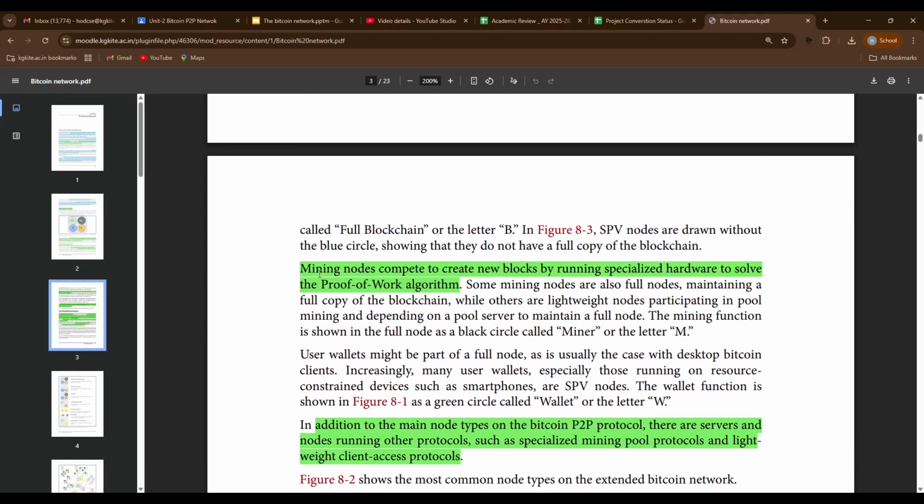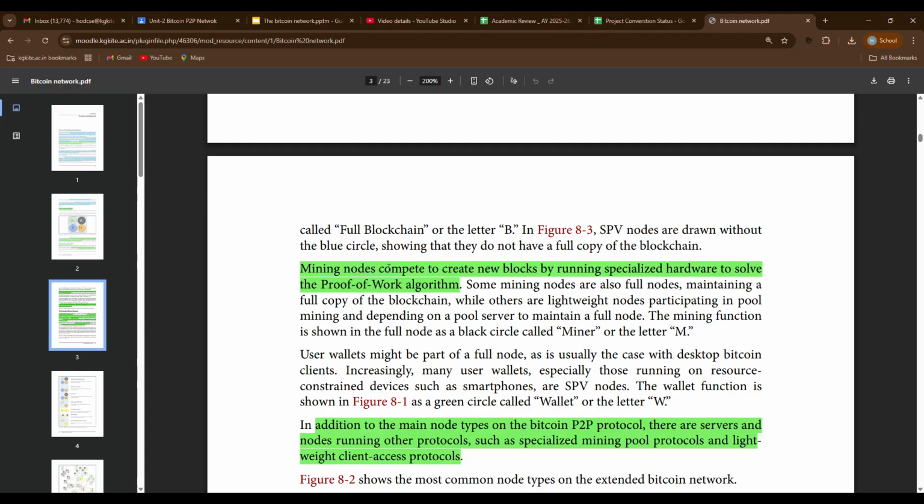Now, when you say mining nodes, these mining nodes will compete, because only when a node validates and adds a block will it get some money; it will be rewarded. So these mining nodes will compete to create new blocks, by running specialized hardware to solve one algorithm, this proof of work algorithm. And among the mining nodes, some will be full nodes, having the complete blockchain, and some can even be lightweight nodes.